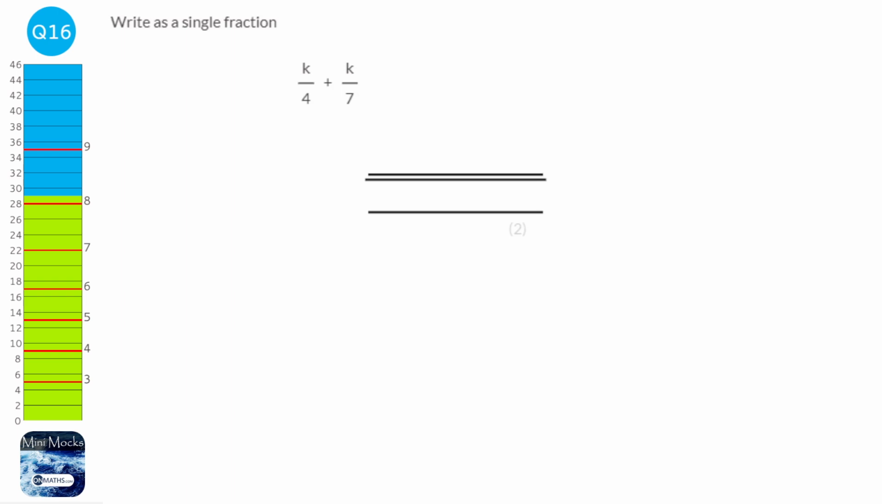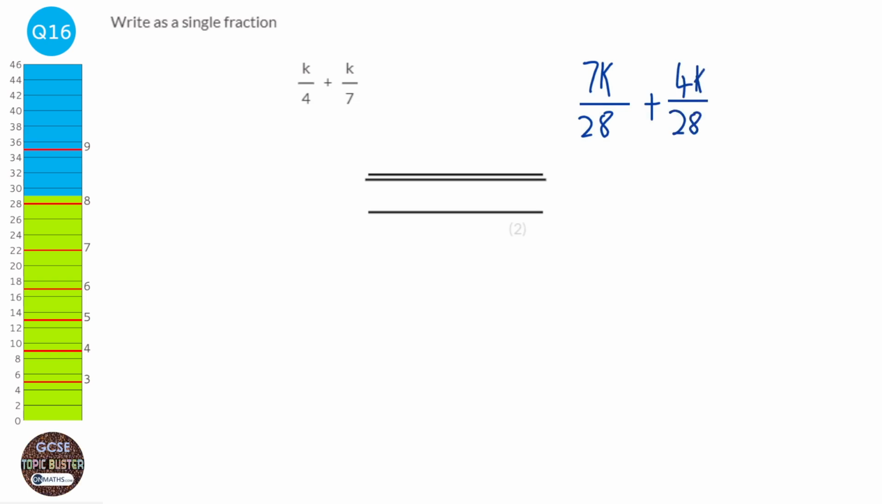So what we're going to do is multiply the left-hand fraction by 7. So we're going to times the k by 7, which will give us 7k, and we're going to times the 4 by 7, which will give us 28. And we're going to times the right-hand fraction by 4, which will give us 4k at the top, and it will also give us 28 as the denominator.